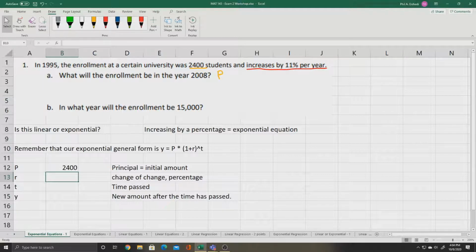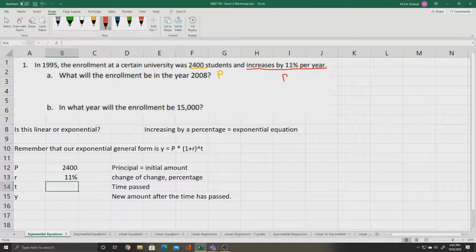Now, our rate, R, our rate of change, we've already underlined in red. It increases by 11%. So in the R box, we enter 11 and then a percent sign afterwards to denote that it is a percentage. Now, exponential will typically be followed by a percent sign. The linear questions will not be.